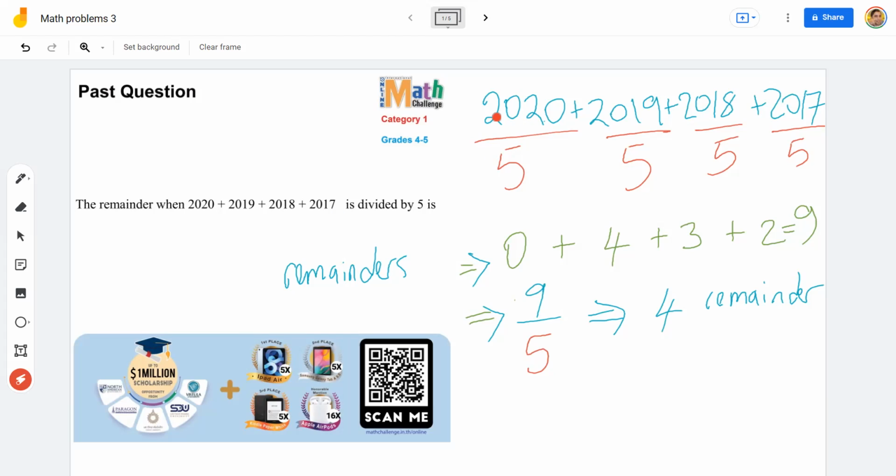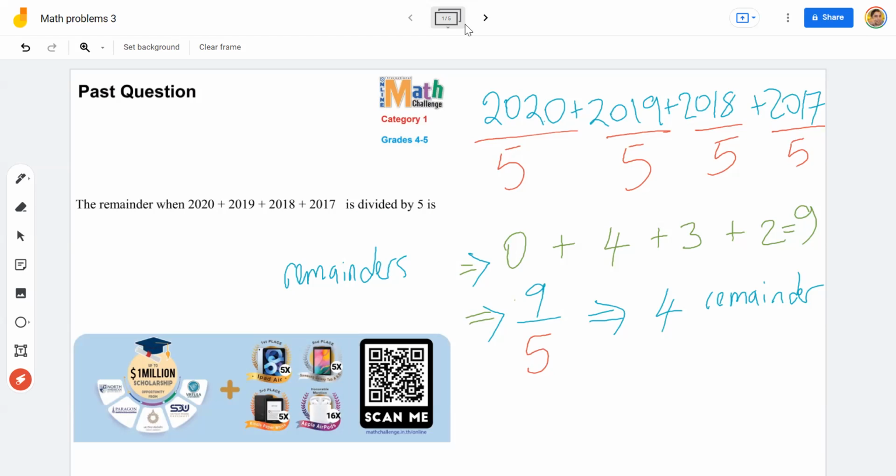If you check one by one quickly, 2020 is a multiple of 5, so no remainder. 2019 is 4 more than 2015, which is a multiple of 5, so the remainder is 4. Likewise, the remainder is 3, then 2. If we add these remainders, the total will be 9. Since this total is more than 5, we can divide one more time and check the next remainder. The next remainder is 4. So this 4 is the same remainder you get when you add them all and divide by 5.